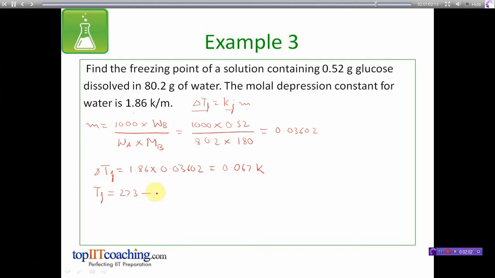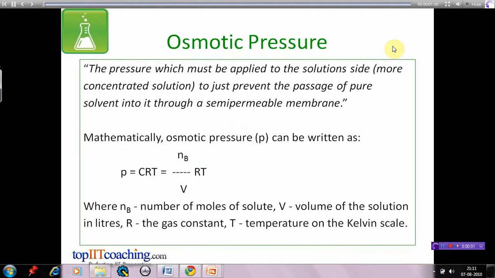Kelvin. On subtracting this depression, that is 0.067, we get 272.933 Kelvin. This is our final answer.